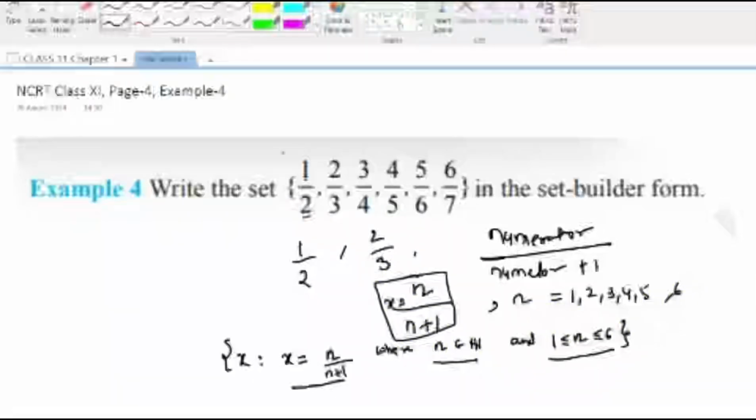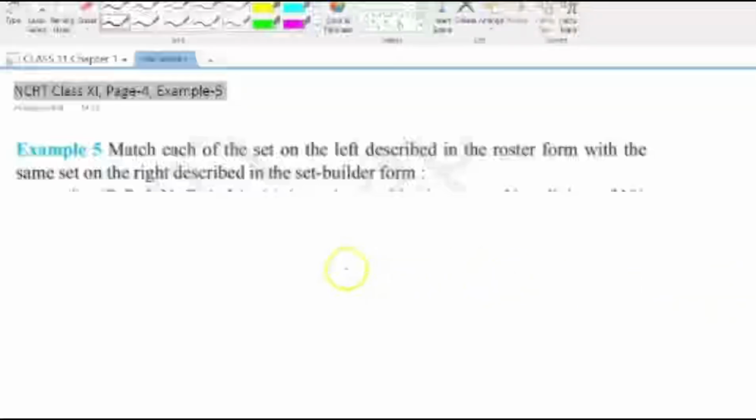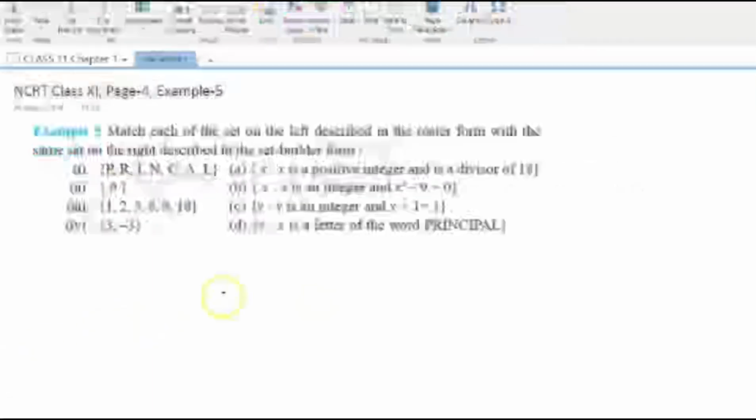Now let's see the last example of this exercise. Match. Okay, just a second. We have this example. Now let's solve these sets in the set builder form first, and then we'll match them with the sets on the left side.